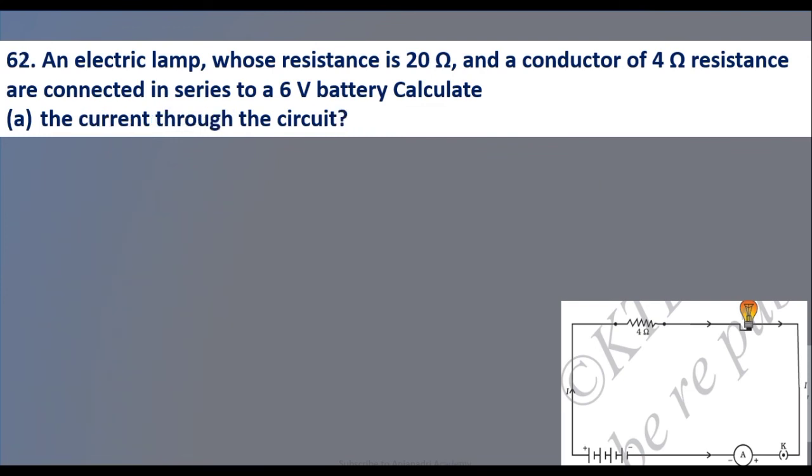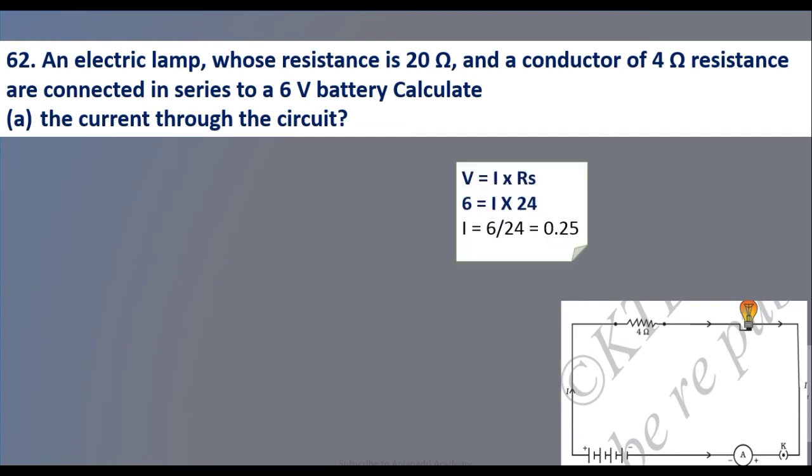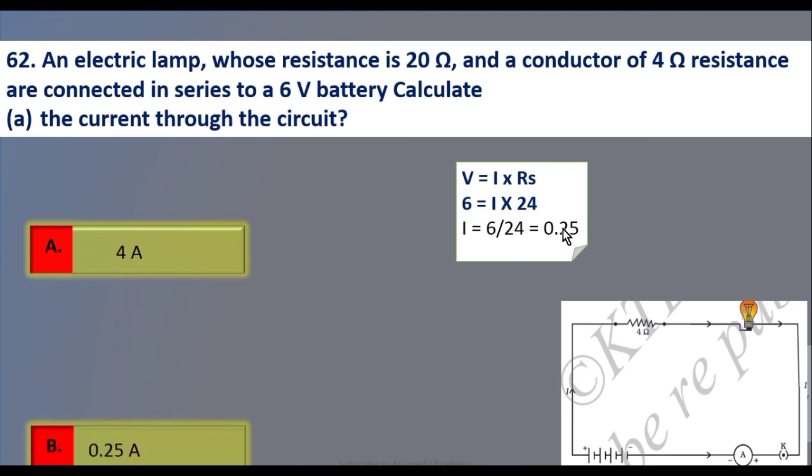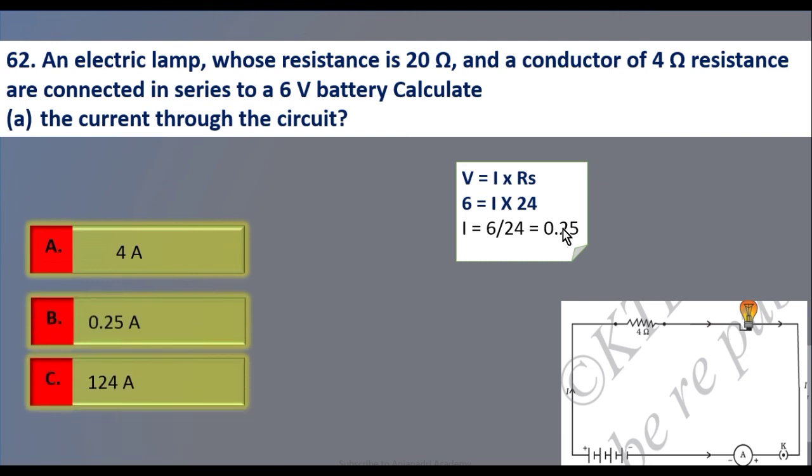Next question, same setup of an electric lamp. Calculate the current through the circuit. As we know, RS is 24 ohm and the voltage given is 6 volt. Just apply Ohm's law. 6 volt battery for RS 24 ohm, you get 6 by 24, that is 1 by 4, equal to 0.25 ampere. Therefore, option B is the right answer.